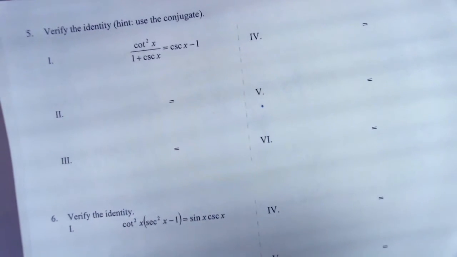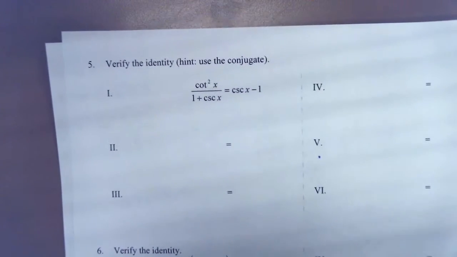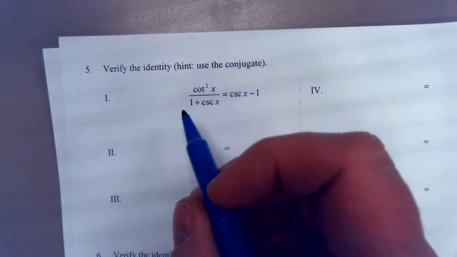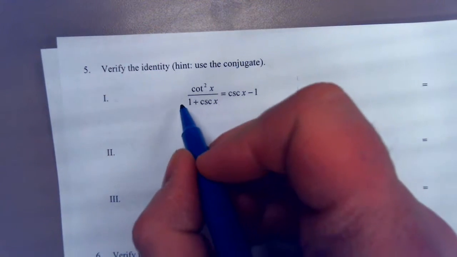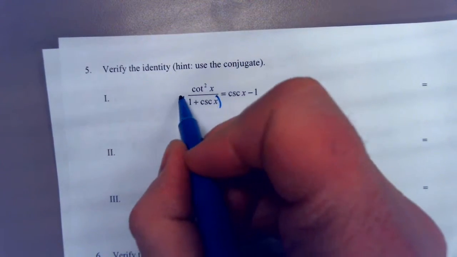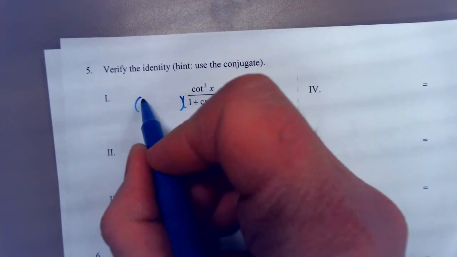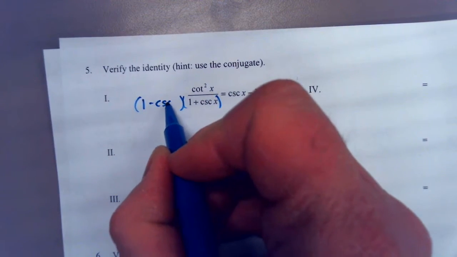Here we are on the back side of the 5-1-5-2 practice test. Let's take a look at number 5. The first thing that I want to do here is multiply both the top and bottom by the conjugate of our denominator, which would be 1 minus the cosecant x.